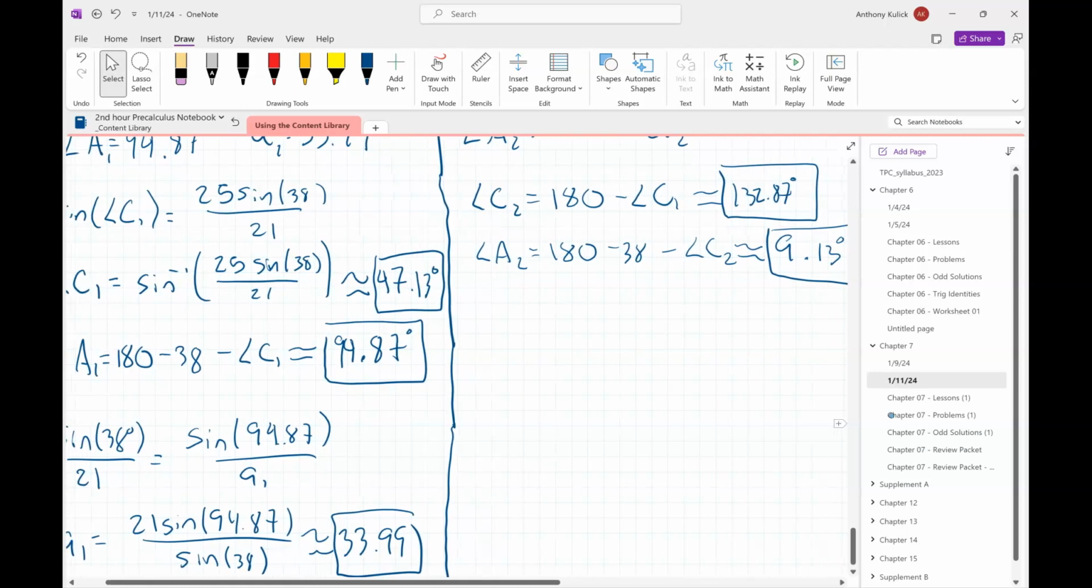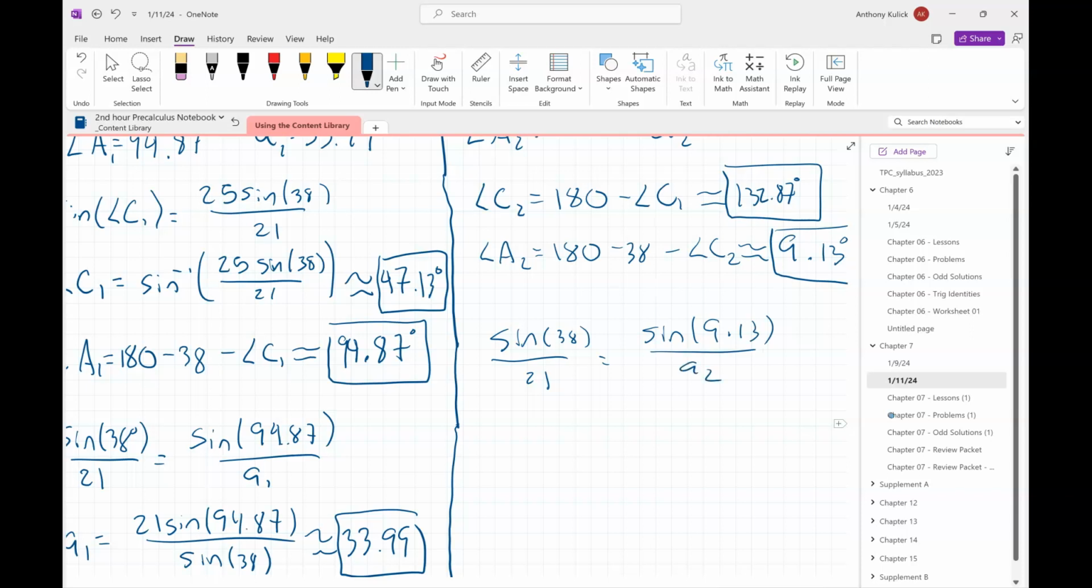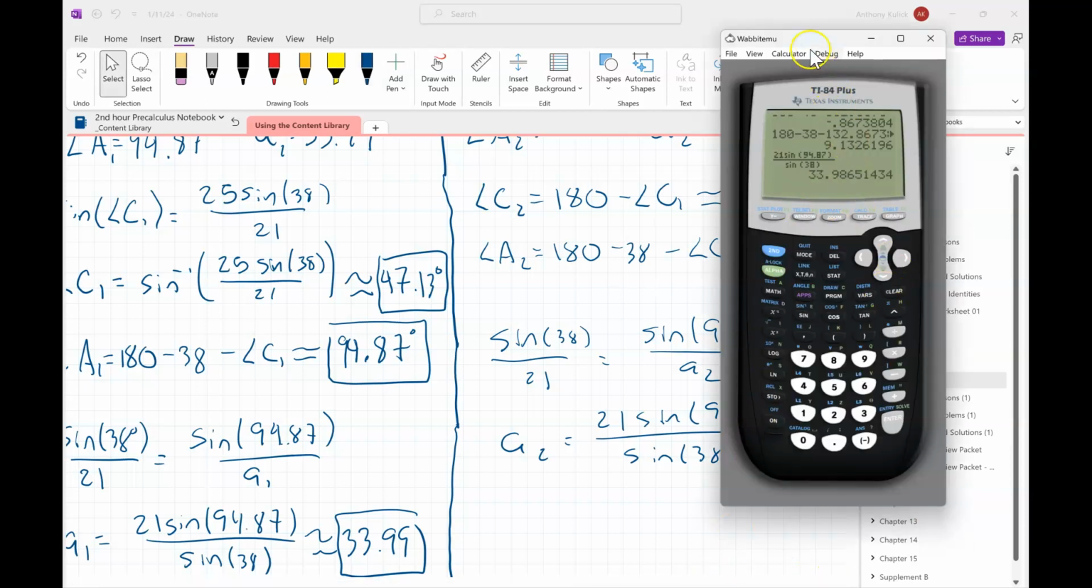We'll do the same thing now in triangle 2. So I'll do sine 38 over 21. The givens are the same in both triangles. Equals sine of angle A2 over side A2. Cross multiply and divide. And calculator time.